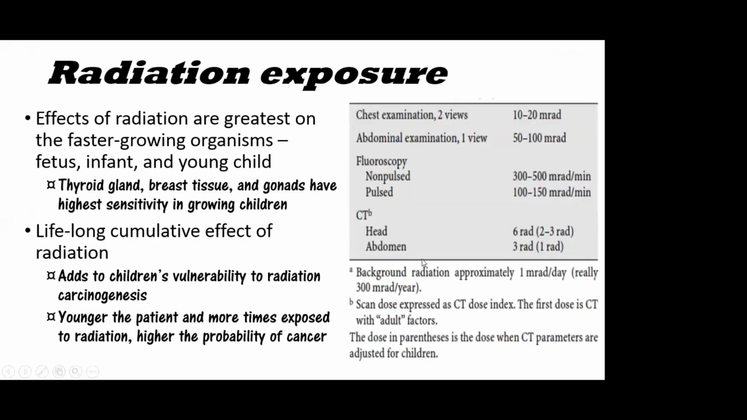If you see the radiation exposure, the effect of radiation is greatest on the faster growing organisms, something like fetus, infant, and young children, and glands which are rapidly multiplying or undergoing turnover, like thyroid gland, breast tissue, gonads. They have higher sensitivity in growing children. And gradually, as we talked about in stochastic effect, the lifelong cumulative effect of radiation keeps piling up. It adds to children's vulnerability to radiation carcinogenesis.